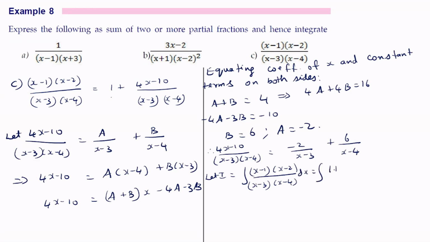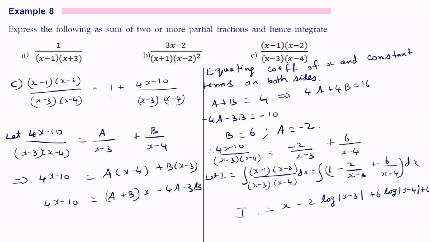This is equal to integral 1 plus, for this rational function, we got this partial fraction decomposition. So it is minus 2 by x minus 3 plus 6 by x minus 4 dx. So integral dx is x, minus 2 integral dx by x minus 3 is log mod x minus 3 plus 6 integral dx by x minus 4 is log mod x minus 4 plus c. So this is the integral of this given function.